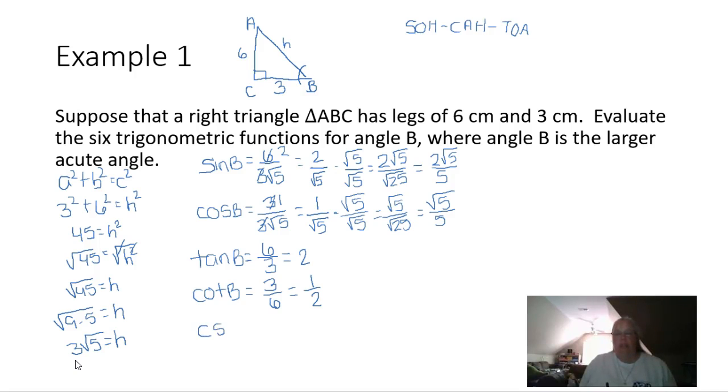The cosecant, this is the reciprocal of the sine, and if the sine is 2 divided by the square root of 5, the cosecant is the reciprocal of that, which is the square root of 5 divided by 2. And then the secant, the reciprocal of the cosine. If the cosine is 1 divided by the square root of 5, then the secant is the reciprocal of that, the square root of 5 divided by 1, and that just reduces to the square root of 5.